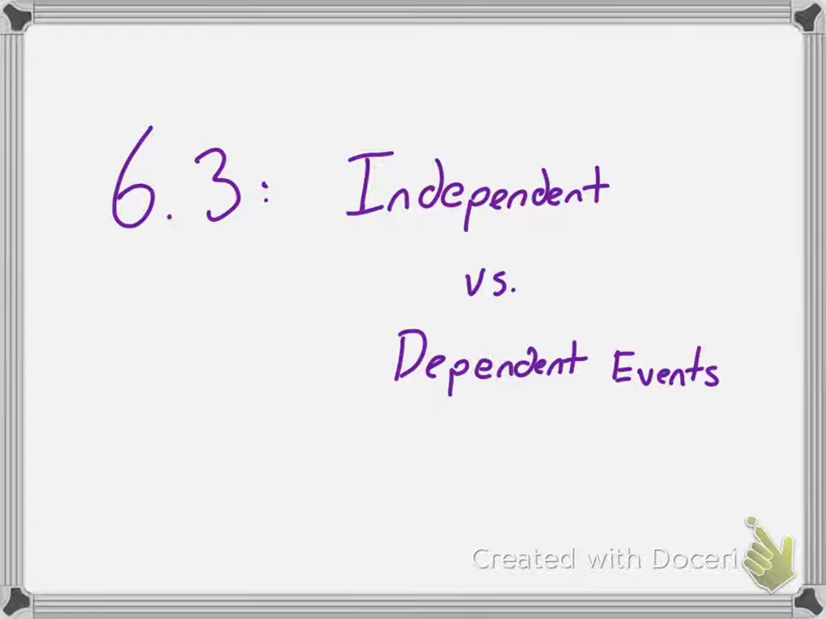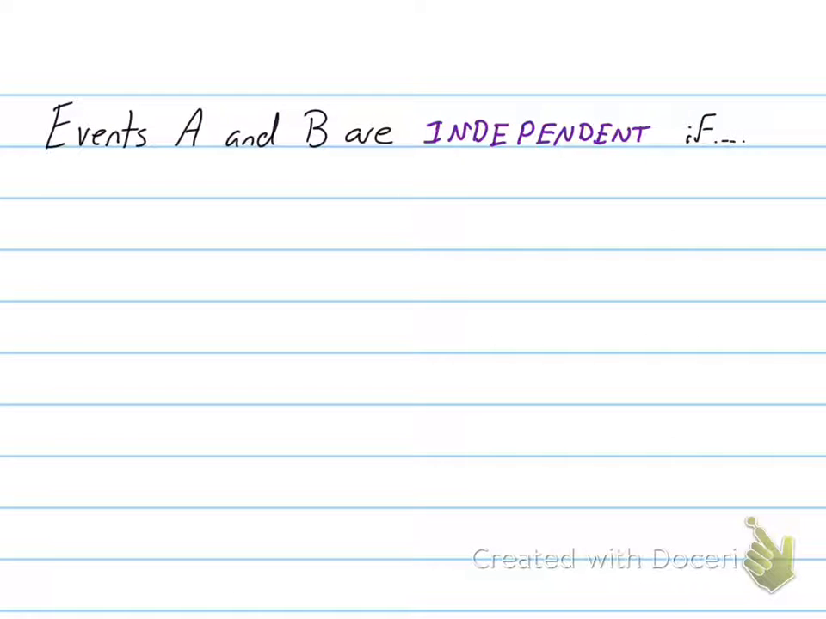All right, everybody, in 6.3, we're going to look at independent versus dependent events. We'll get more into this in class, but for right now, we're just going to focus on the general concepts of this. So events A and B are independent if they have no effect on one another. How I think of this is that if you're an independent person, you're not easily influenced by anyone, you're kind of your own person, okay?